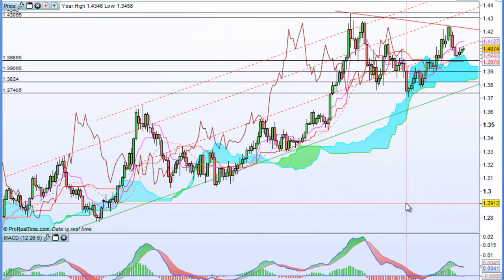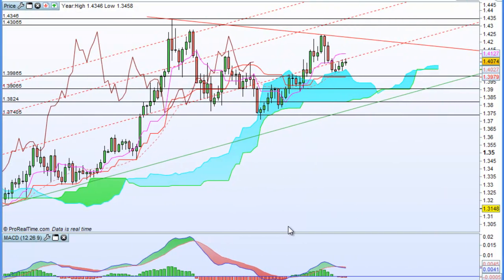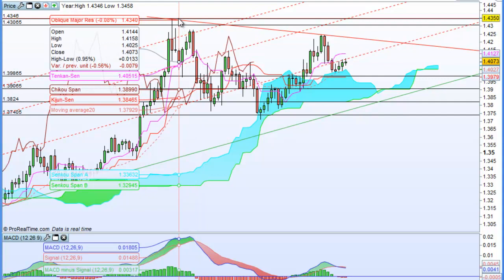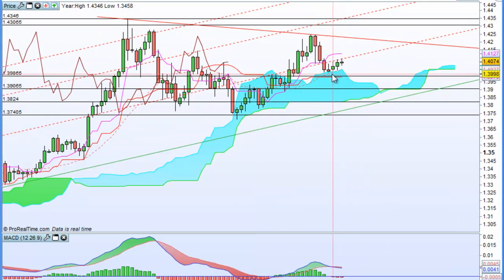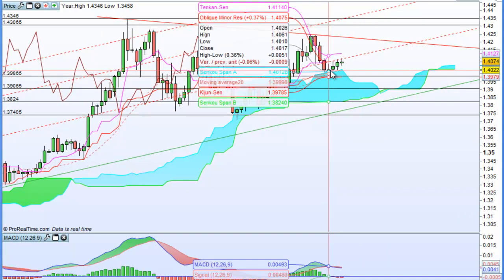GBP US dollar also sideways moving somewhat since January, range bound between 143.46 and support here at 137.40. We've so far nicely rebounded from the top end of the cloud here.